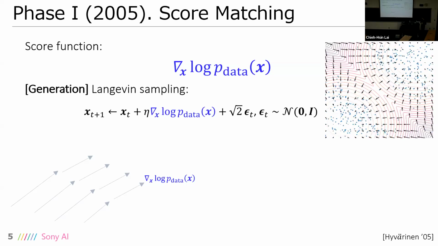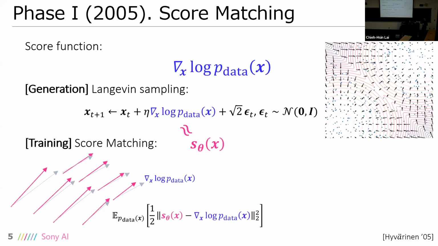But in practice, the score is unknown. It is intractable. We don't have its information. So what we can do is use a neural network to approximate it. This approximation is called score matching. We literally train the velocity field to match the score. Right. But if you look closer at this objective function, we still have an intractable term, which involves the ground truth information of the score.